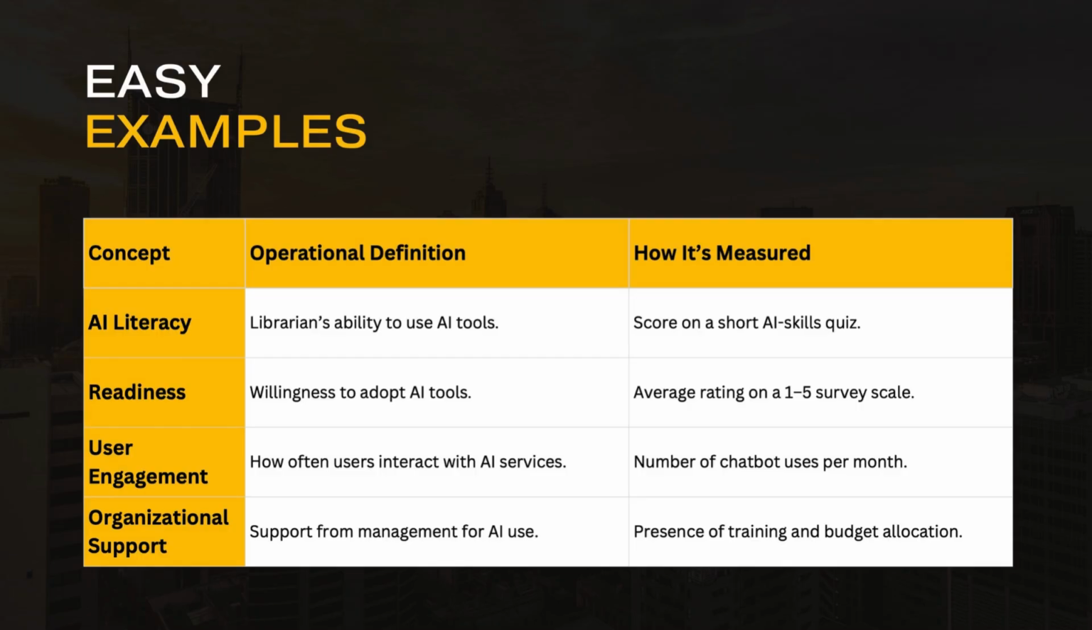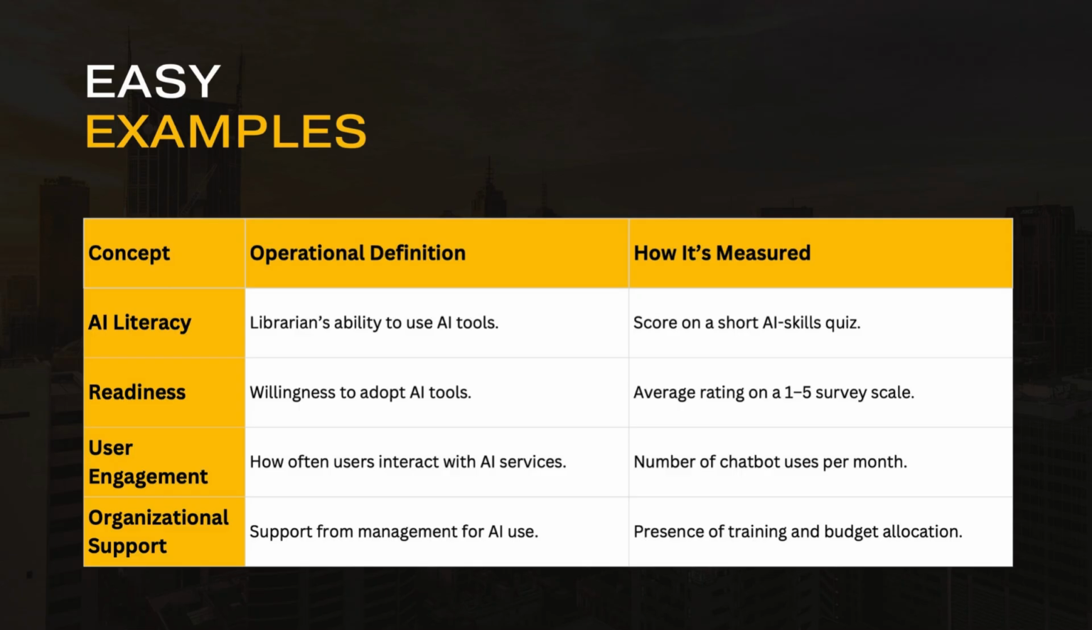The third example is user engagement. We define it as how often users interact with AI services, and we can measure it by counting the number of chatbot uses per month. Here, frequency becomes a direct indicator of engagement. And finally, organizational support.